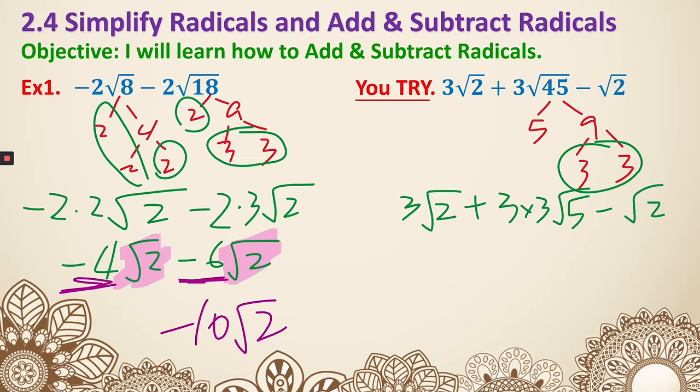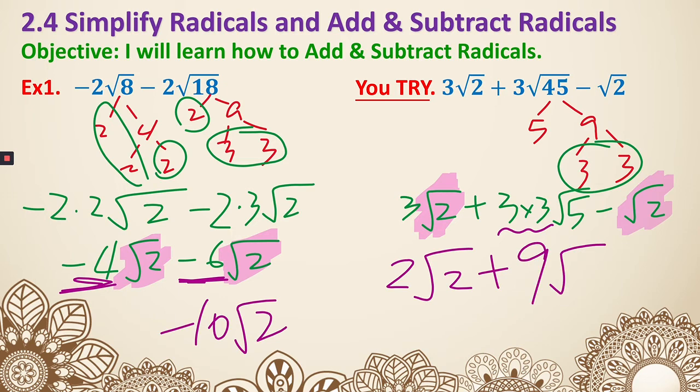Now if I look at them, I have the square root of 2, and I have another square root of 2, but this middle one, I actually have square root of 5. So that is not a like term. That means I can only combine the first and the third one. So it's 3 square root of 2 minus the square root of 2. That gives me 2 square root of 2, and plus, don't forget to simplify that, 9 square root of 5.